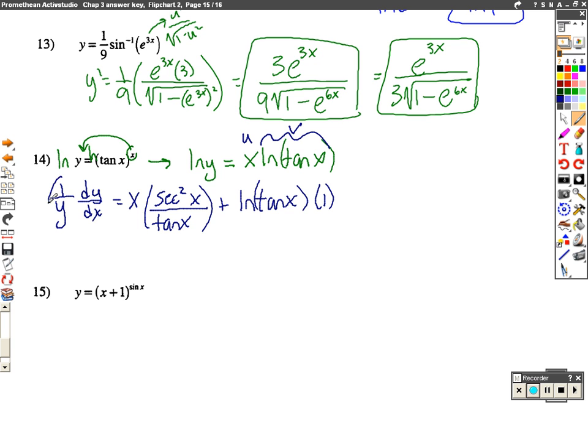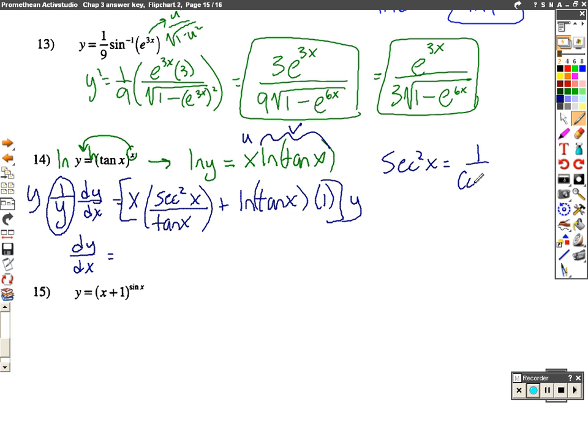Alright, to get rid of this y, we're going to multiply both sides by y. So we get an expression dy dx equals, let's try to clear this up just a little bit. Secant squared is the same thing as 1 over cosine squared of x. And we're dividing this by tangent of x. And tangent of x is sine x over cosine of x. If I'm dividing by tan, it means I'm multiplying by the reciprocal.